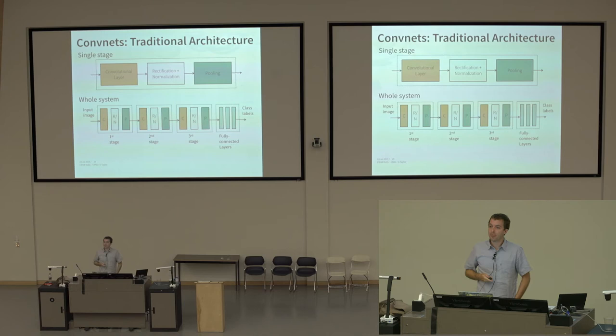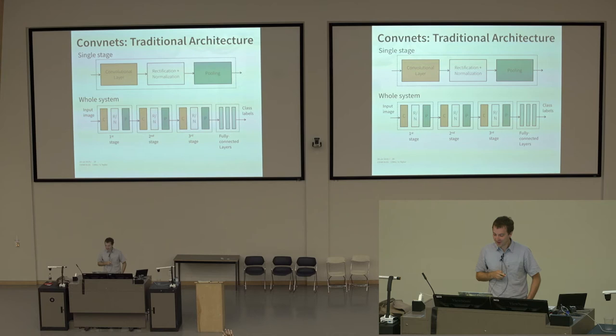Okay? Question for you. Where are the majority of parameters in this neural network? In the convolutional stages or at the fully connected layer? In the fully connected part. Where does the most computation happen in this network? In the convolutional stage. Okay, so some of you have seen this before. Okay, so that's important. Okay, very good.